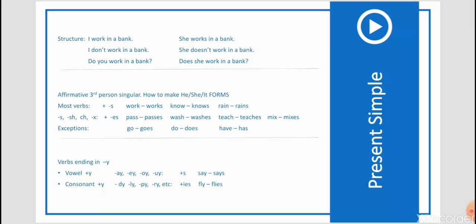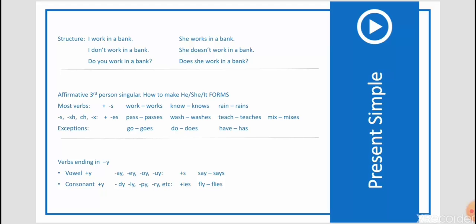Pass, passes. Wash, washes. Teach, teaches. Mix, mixes. And we have some exceptions. Go, goes. Do, does, and have, has. So we should keep in mind that we don't say haves, but we say has.